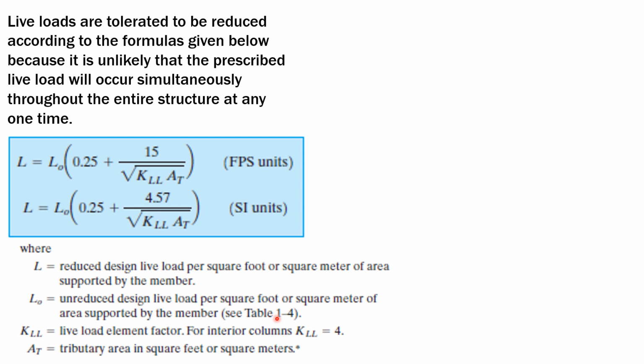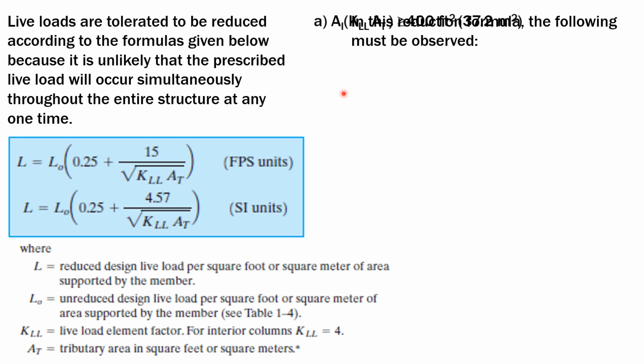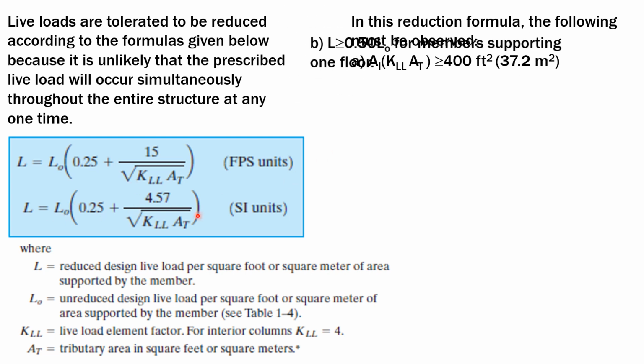Then the live load element factor for interior columns is 4. The tributary area is in square feet or square meters, so area AT. In this reduction formula, the following must be observed. First, the influence area, which is equal to the live load element factor times the tributary area, should be greater than 400 square feet or 37.2 square meters, so that we can apply this reduction of live loads.